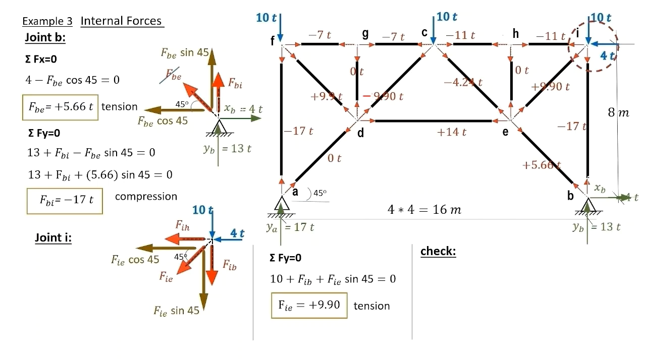We can have a check. Sigma forces in the x direction for the same joint I equals 0, which means that you can have a check at any joint, of course. If your equation is fulfilled, then you can know that all previous computations were correct.